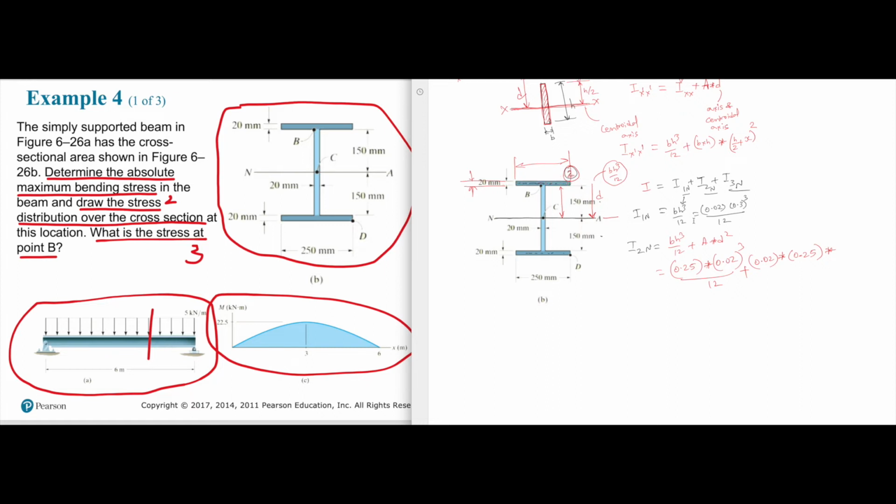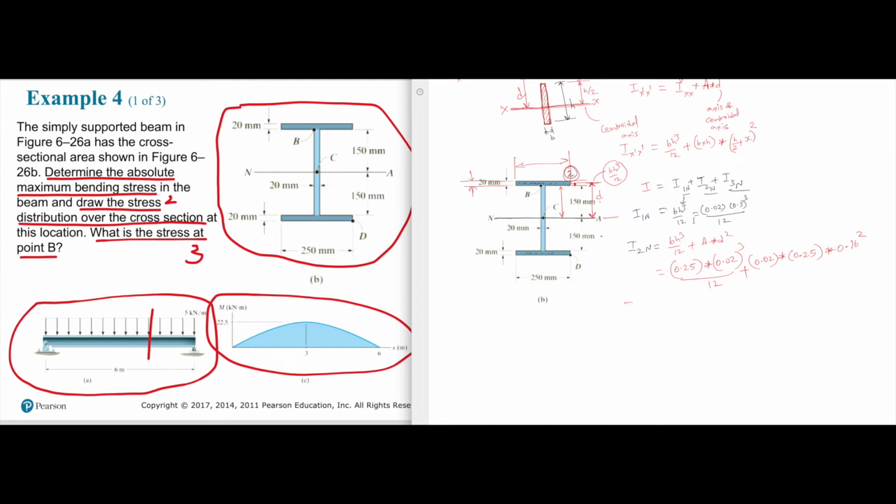Isn't it 150 plus, because we want the distance from that axis, we need that distance. How much is that distance? Isn't it 10? So 150 plus 10 is 160. So it is 0.16 squared. That is the moment of inertia of the second shape.